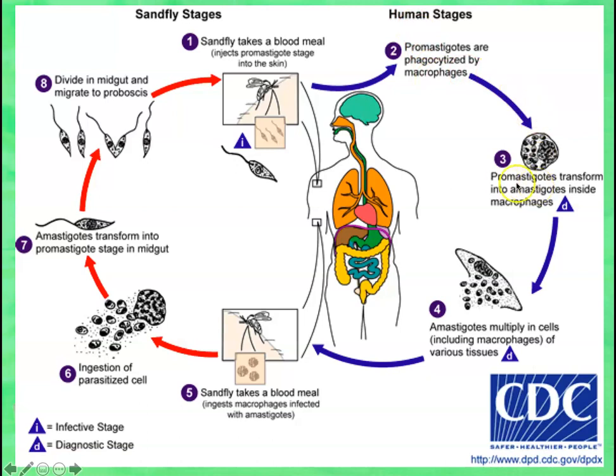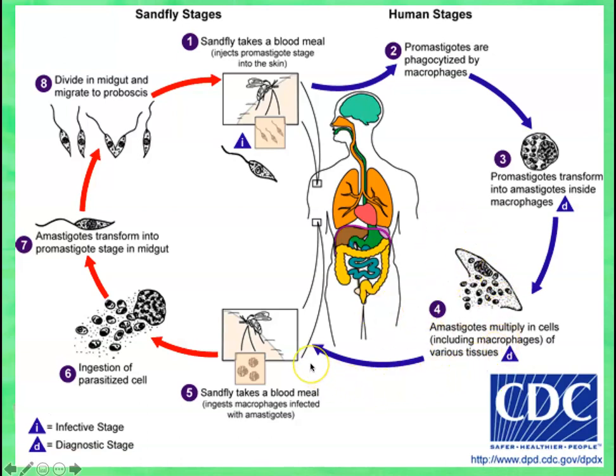Inside of macrophages, the promastigote form transforms into amastigotes. This is the diagnostic stage, is seeing amastigotes inside tissue or other macrophages, any sort of histiocyte.